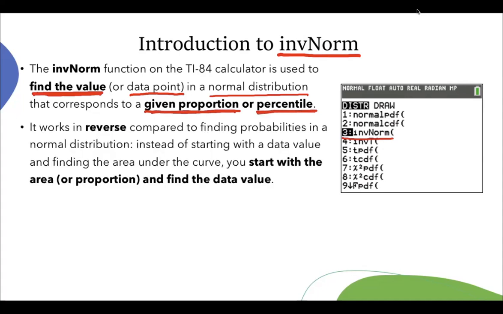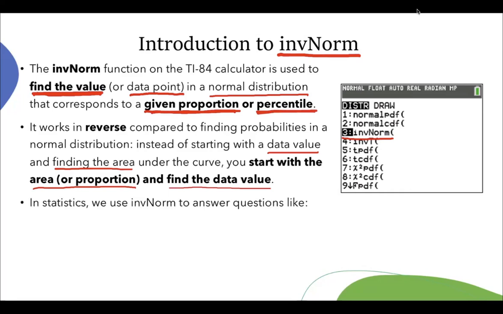So it works in reverse compared to finding probabilities. Instead of starting with a data value or more than one data value and finding the area underneath the curve between those data values, we start with the area first, also known as the proportion. And based on the area, we find the data value. So let's take a look.